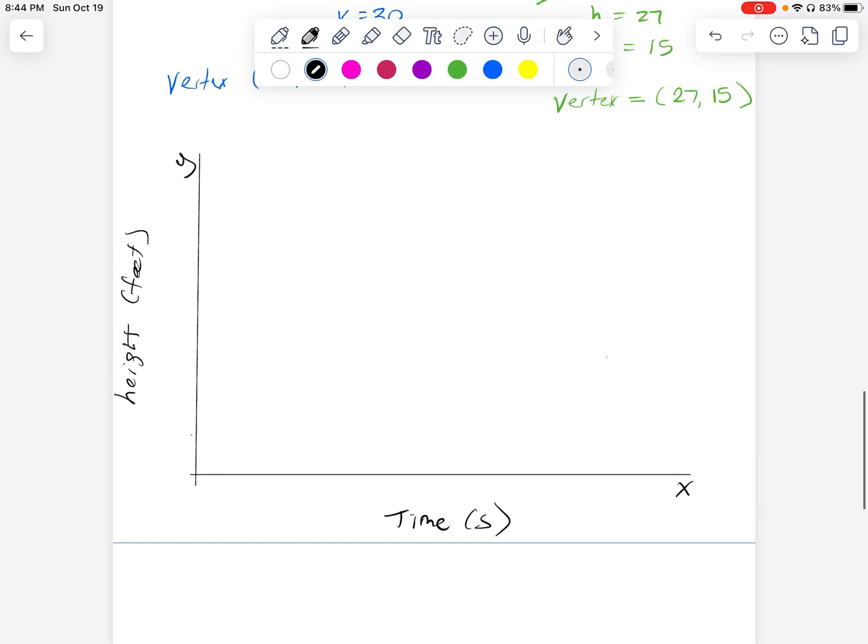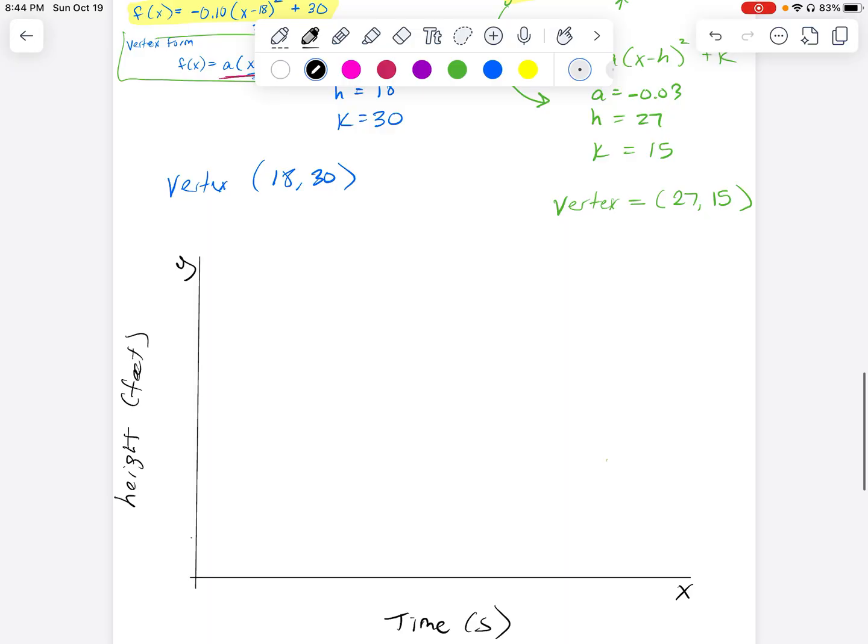And then looking over at the vertices, 18, 30, and then this one's 27, 15. So it looks like neither of them go above the height of 30. So I can make my y-axis 30 and cut that in half to make 15, and then try to cut that into thirds. I'm going to try really hard to make it equally scaled. This is where graph paper would come in handy. Just kind of eyeballing it the best I can.